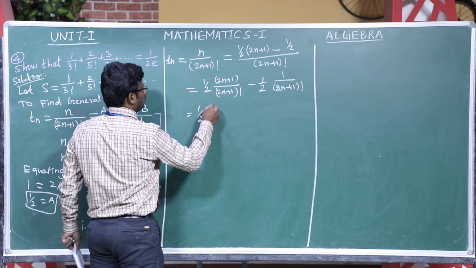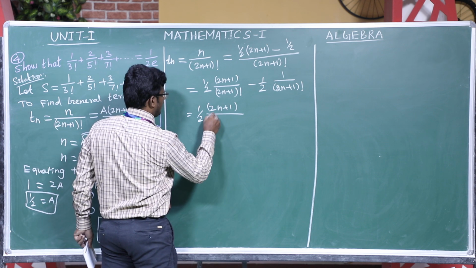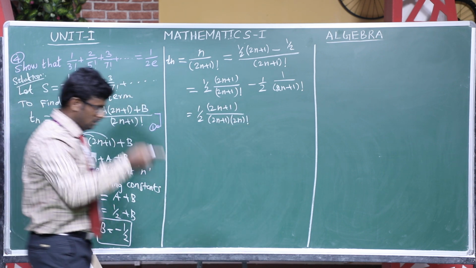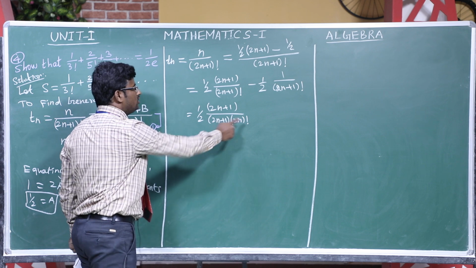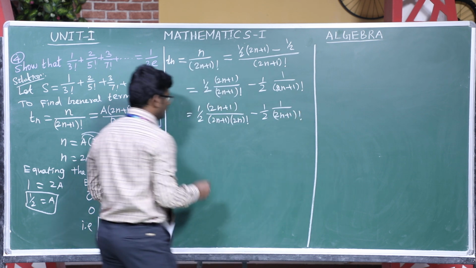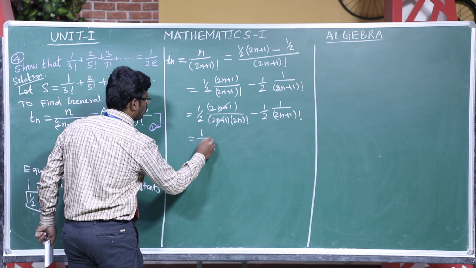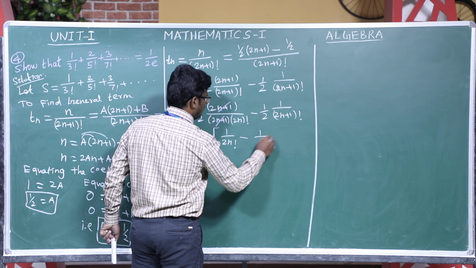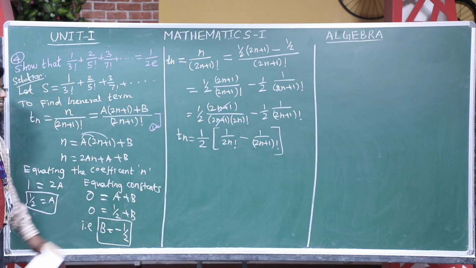Then 1/2 times (2n+1)/(2n+1)! can be written as (2n+1) into (2n)!. I already told you n factorial is n into (n minus 1) factorial, so here I am separating by minus 1. Plus 1 minus 1 gets cancelled. So (2n+1) into (2n)... (2n+1) and (2n+1) get cancelled. The remaining is 1/2; 1/2 is common, so I am taking 1/2 common on the left-hand side. Then the remaining is 1/(2n)! minus 1/(2n+1)!. This is the value of Tn. Then it is similar to the previous problem.